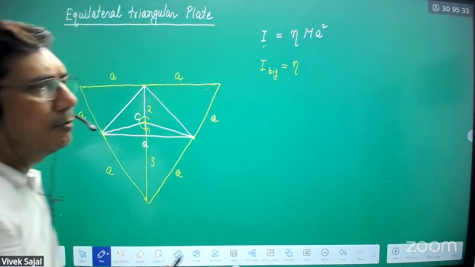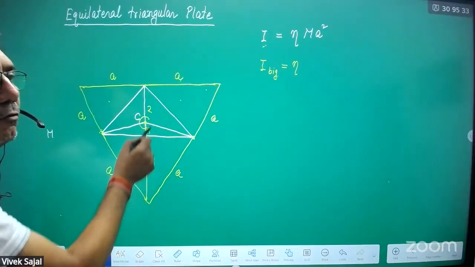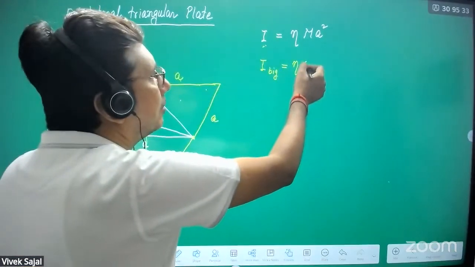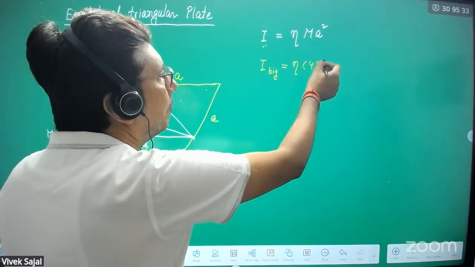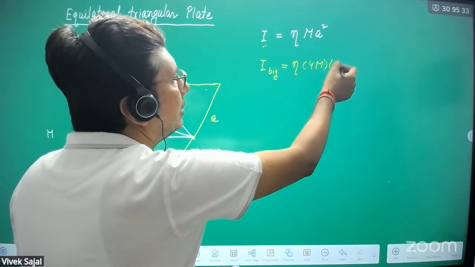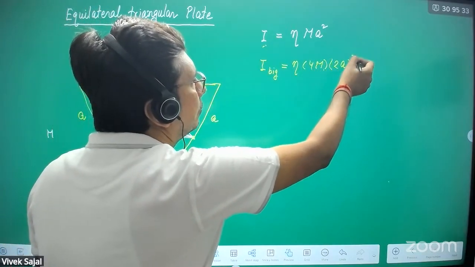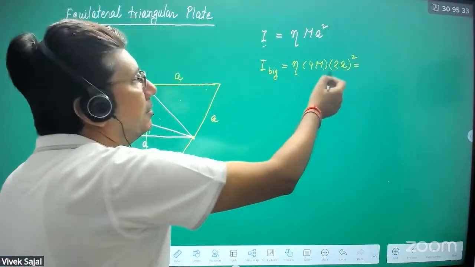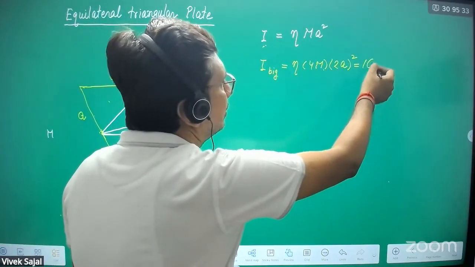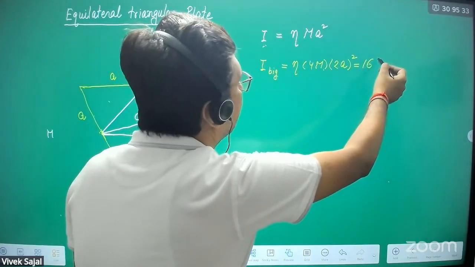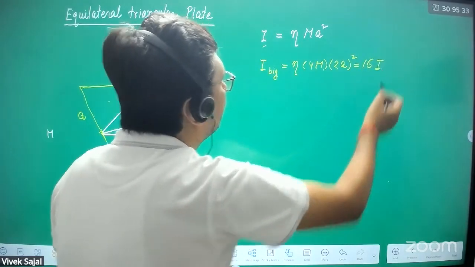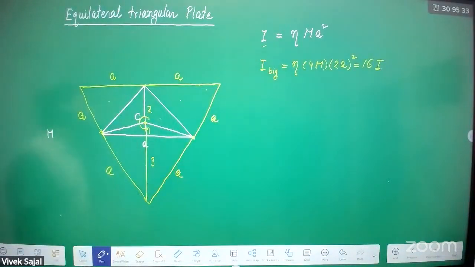Mass kitna ho jayega? What will be the mass? 1, 2, 3, 4. 4 times. So mass will become 4m. What will be this A? That will be 2A. This will be kitna ho gaya beta? 16. So it will be 16I. ठीक है, सो इट विल बी 16I. तो लार्जर जो आपका प्लेट है उसका कितना हो गया बेटा? 16I हो गया उसका. Is it clear to everyone what I am saying?